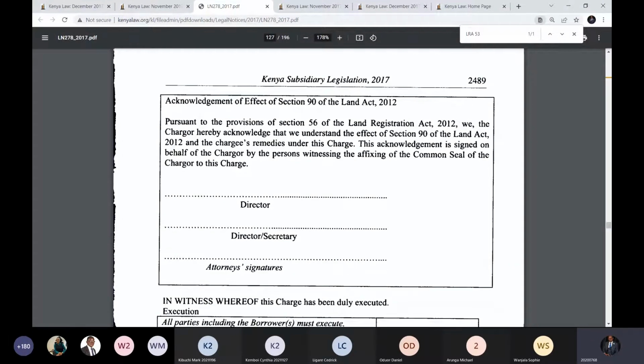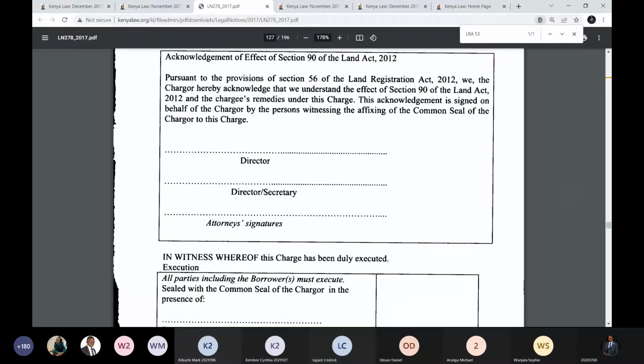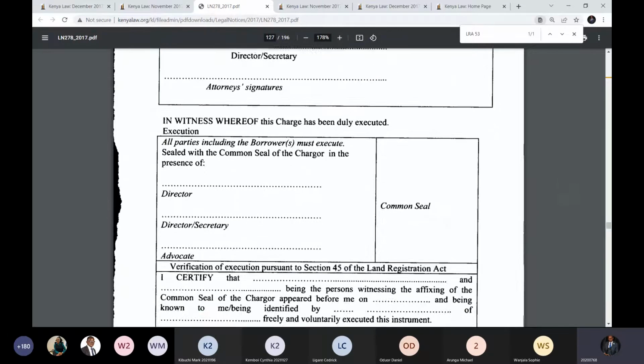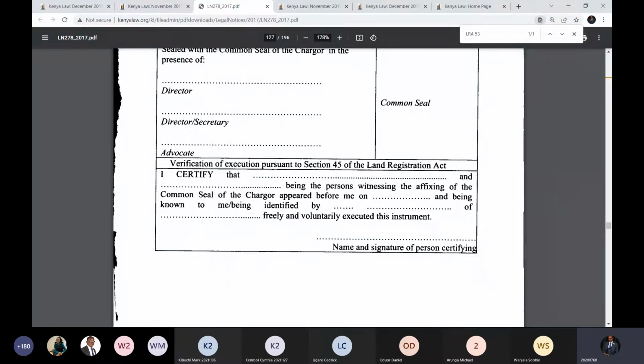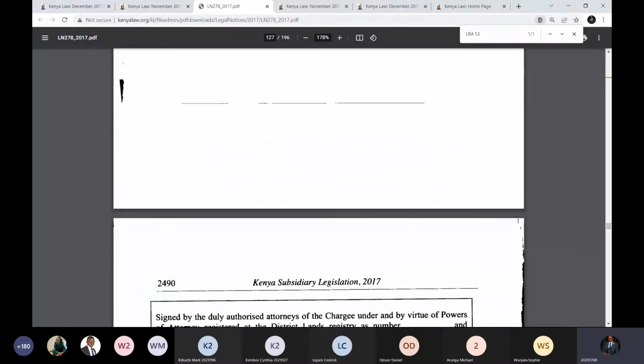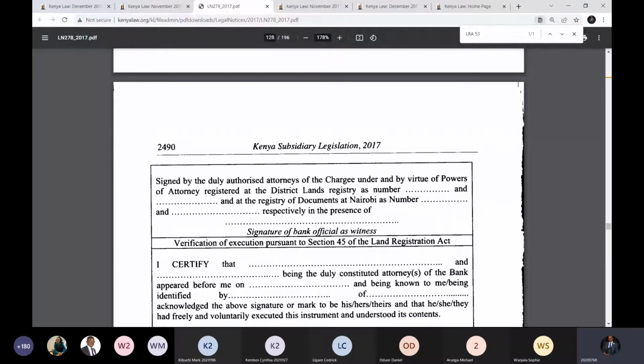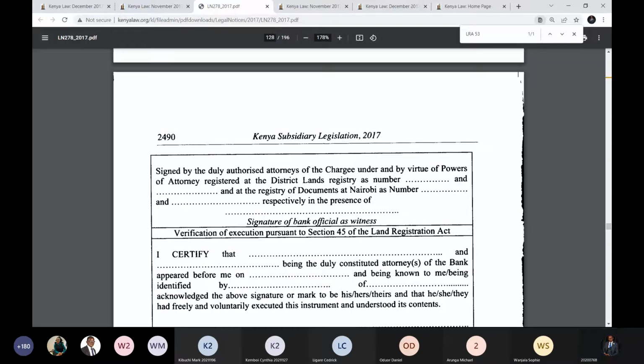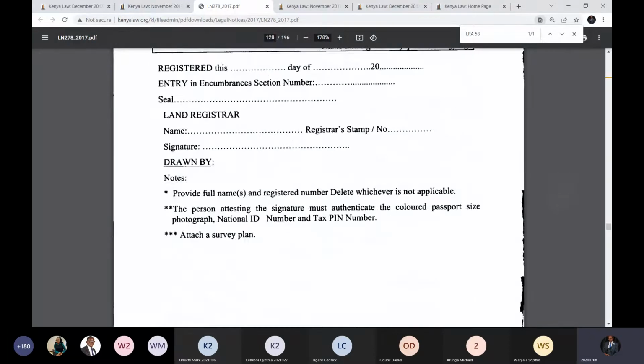So this is supposed to be properly executed by the charger. Execution is under Section 44, verification under Section 45, and stamp duty is under Section 46. And you're good to go. So that's how a charge instrument looks.